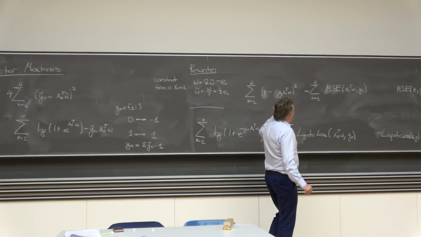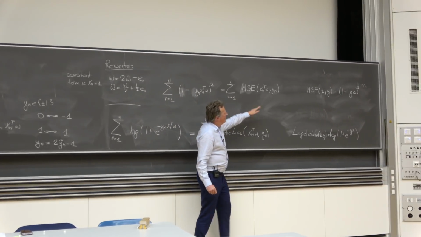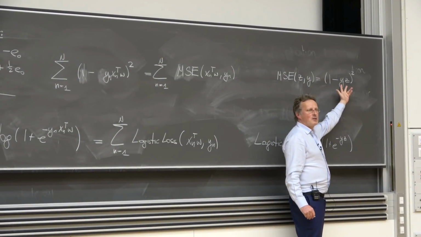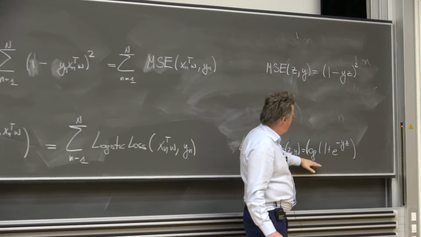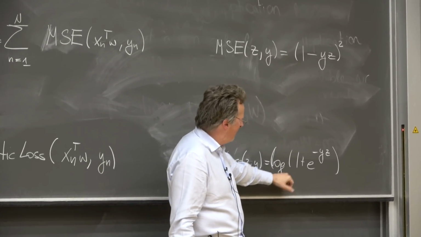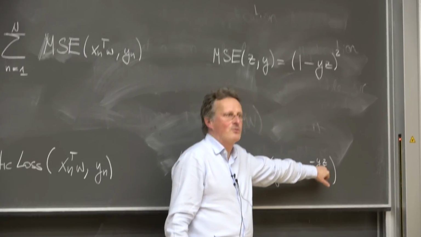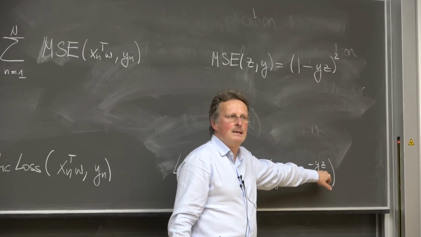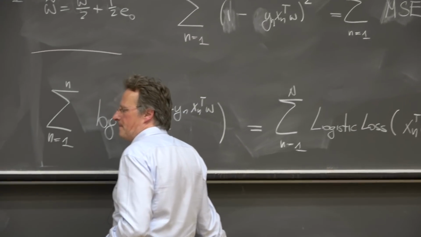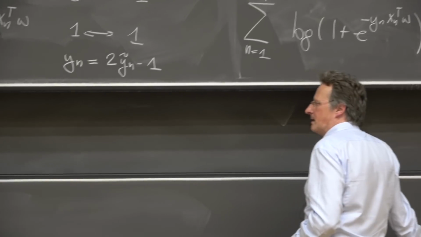So for least squares, we're using that loss function, just the square of this normalized prediction that we have. For logistic regression, we're using the logistic loss function, which is the log of 1 plus e to the minus this normalized prediction. Now let us introduce a third one and then discuss what the differences are. This third one will lead us to support vector machines.